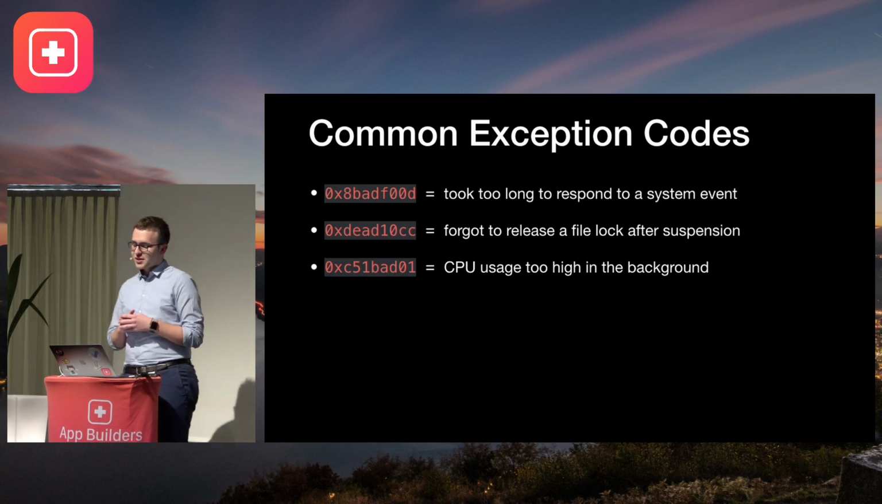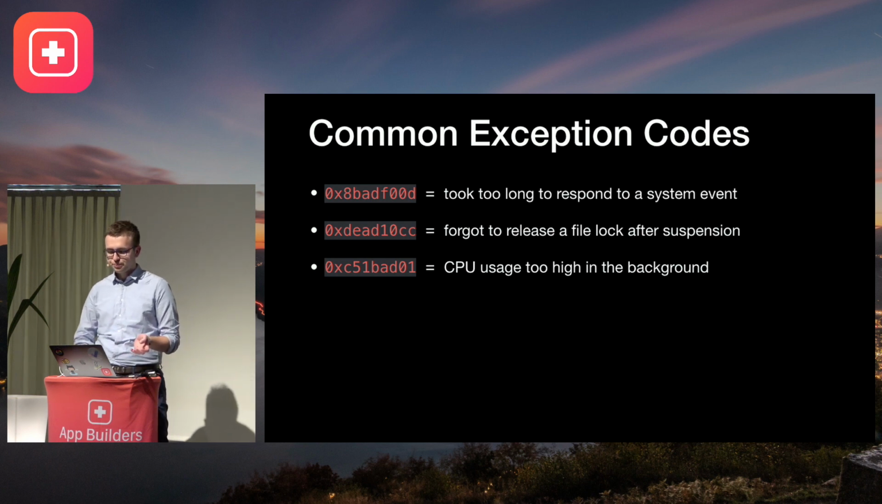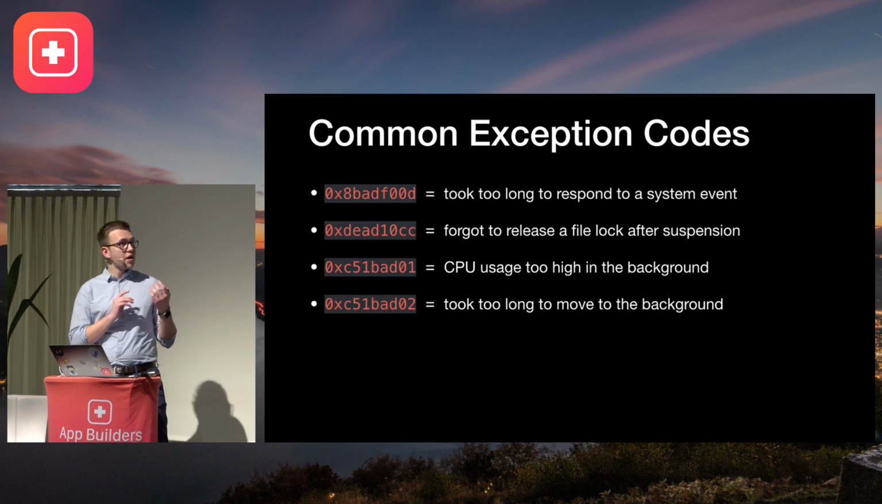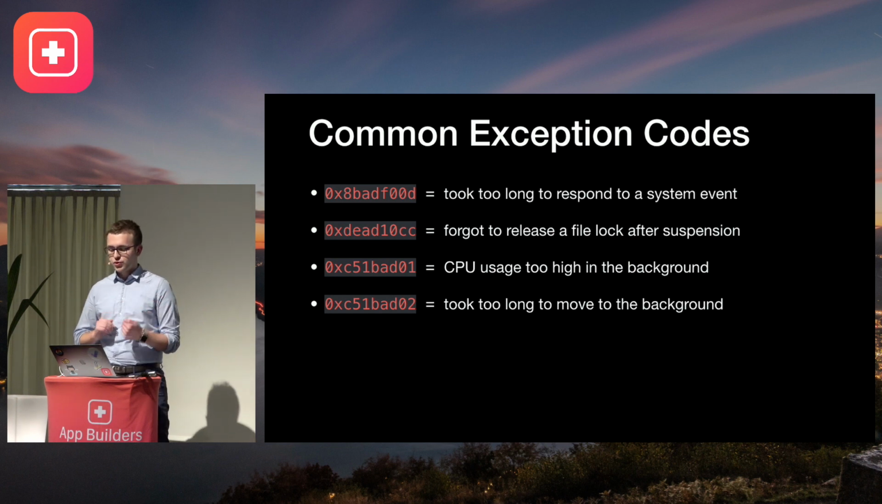Now comes, that's hard to say, C51-01. When the CPU usage in the background is too high, the system can decide to terminate your app, and it will let you know with this code in the crash logs. If you have this, you usually need to investigate your code and see what routines use the most resources. And they also have a little sibling, bad02.